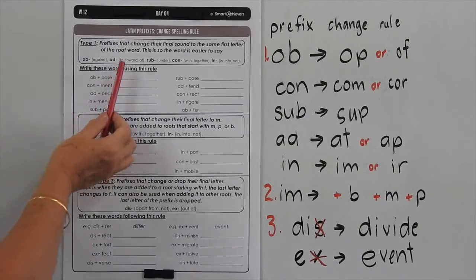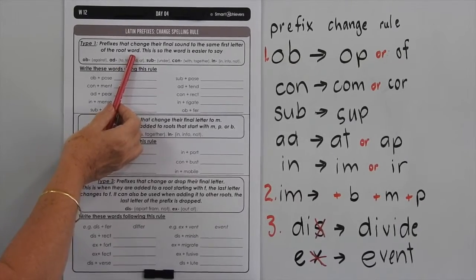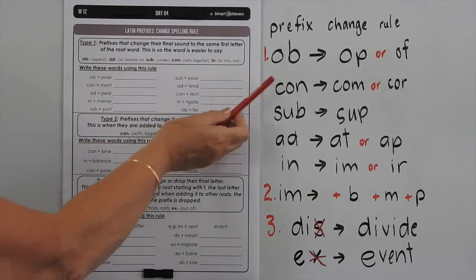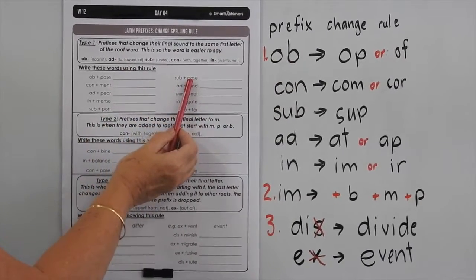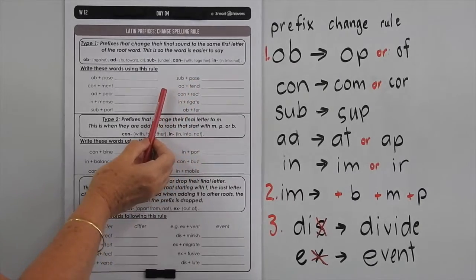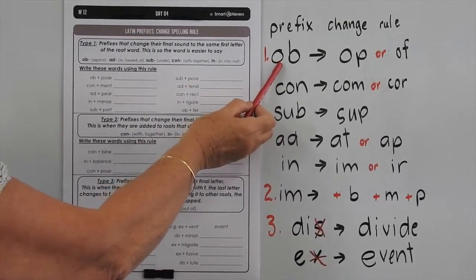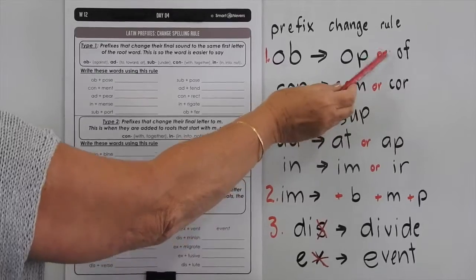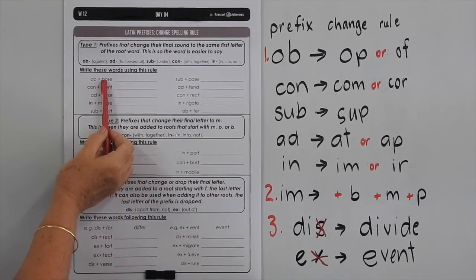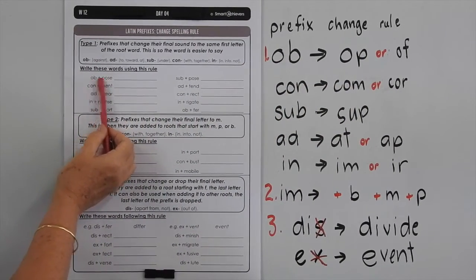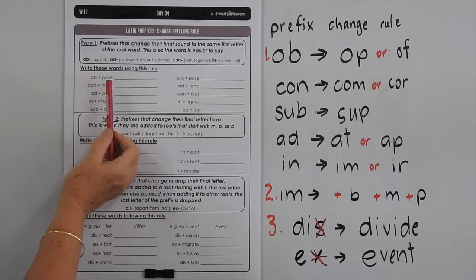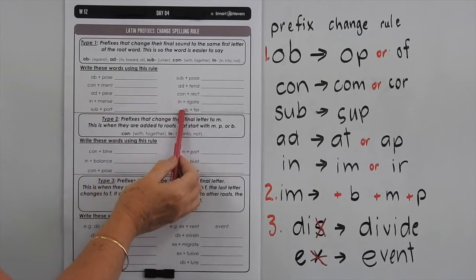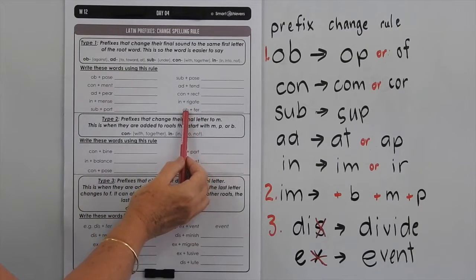So this page is all about the prefix change rule, where we're allowed to change the last letter of the prefix to, in this case, match the first letter of the base or root word. So we're allowed to change ob to op or of. So you can see here oppose, we don't say obpose, we'd say oppose, so we're changing the B to a P. And we're also doing it in offer. We don't say obfer, we say offer, so we're changing the B to an F here.